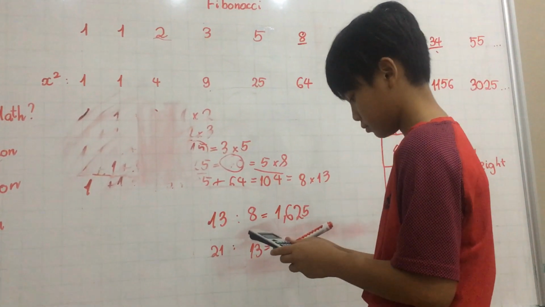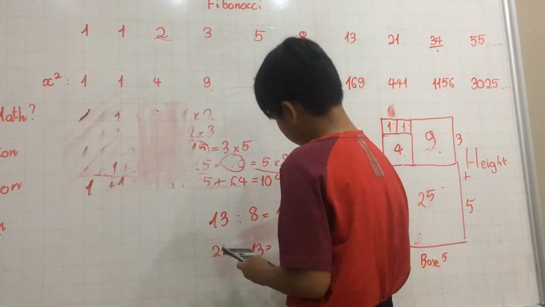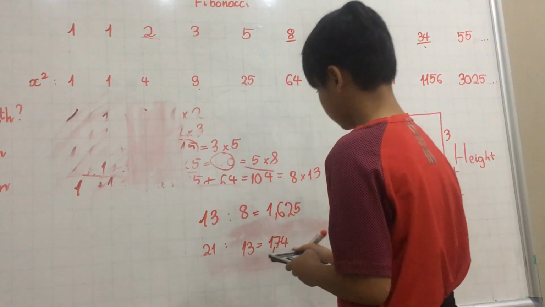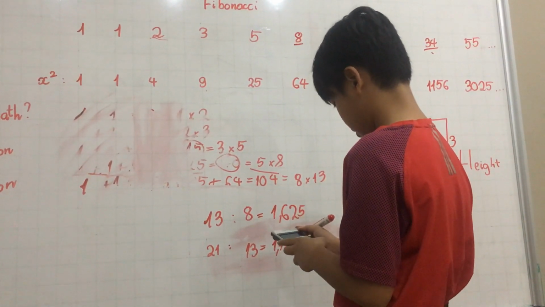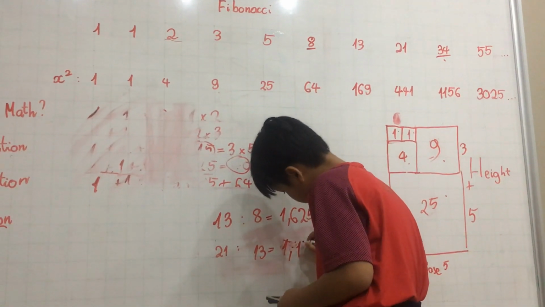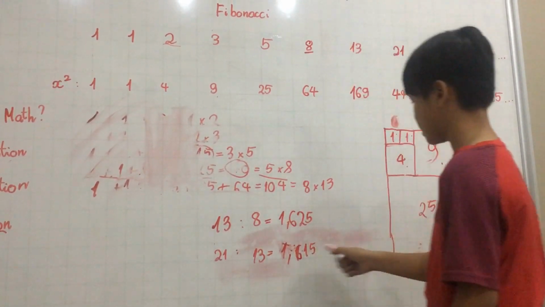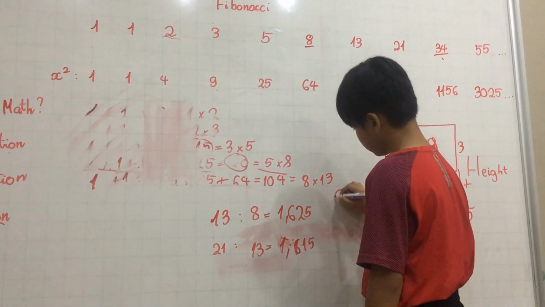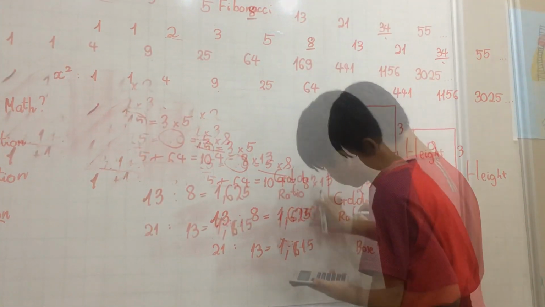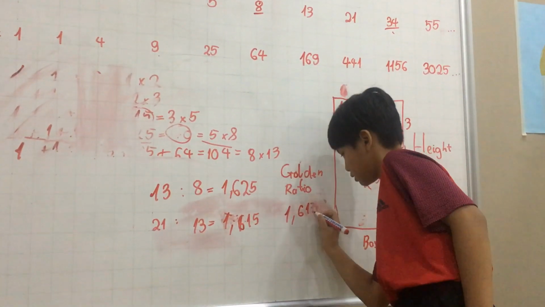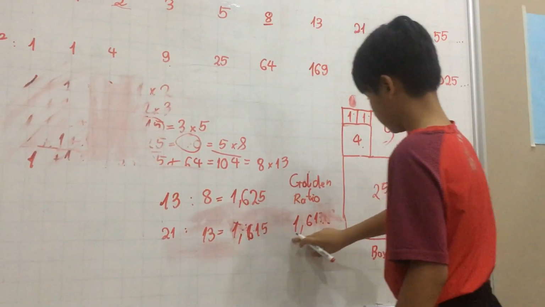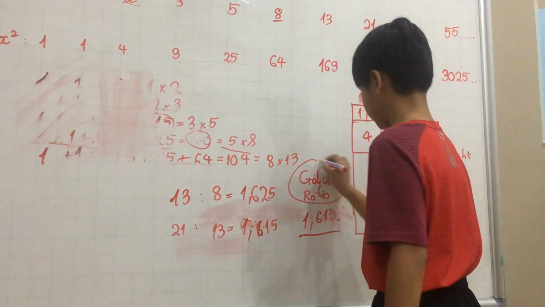We have 1.74. Type in 21 divided by 13 equals 1.615. I'm sorry. And if we keep doing this, we'll get closer to a number which is also known as the golden ratio. Well, actually 1.61 and so on. Because out here I have taken 55 divided by 34 and it's been closer to this number, which is known as the golden ratio.